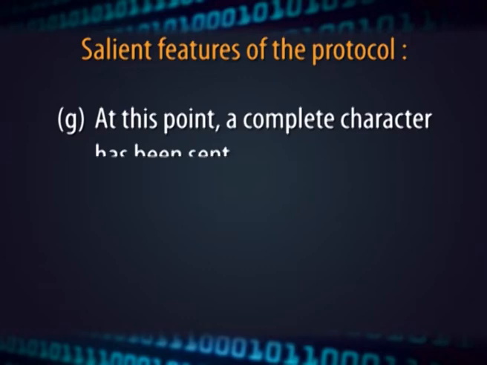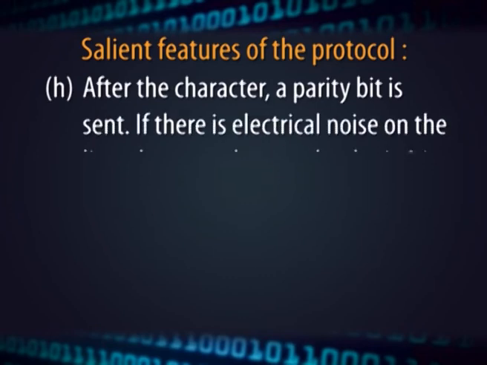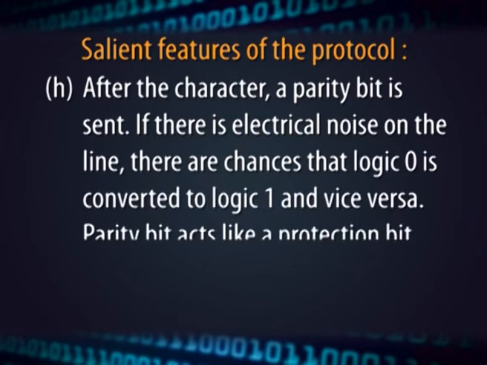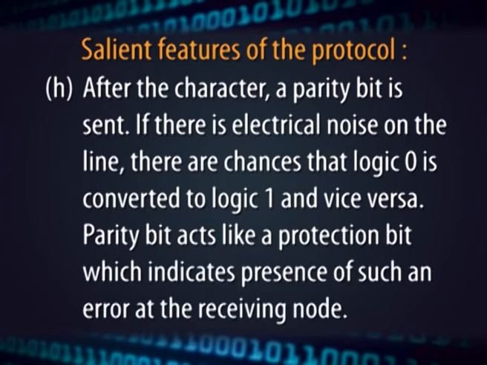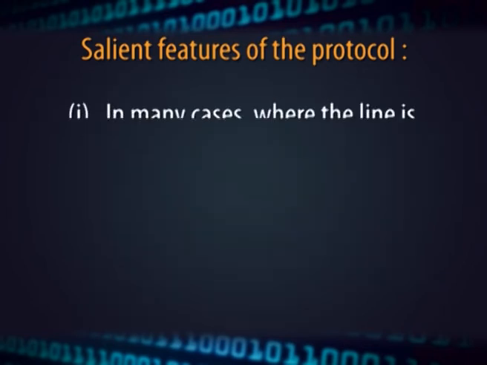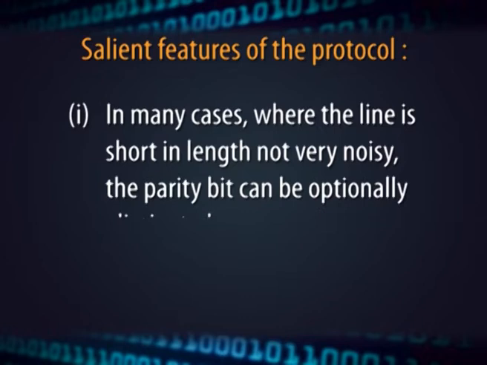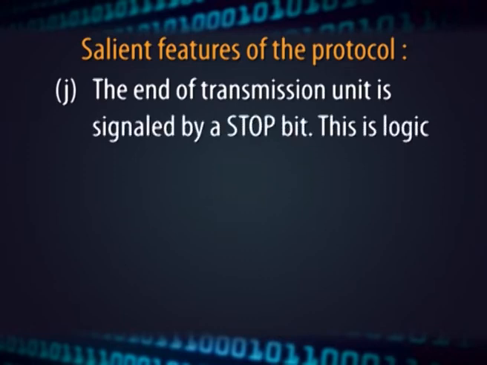G. At this point, a complete character has been sent. H. After the character, a parity bit is sent. If there is electrical noise on the line, there are chances that logic 0 is converted to logic 1 and vice versa. The parity bit acts like a protection bit which indicates the presence of such an error at the receiving node. I. In many cases where the line is short and not very noisy, the parity bit can optionally be eliminated. J. The end of the transmission unit is signaled by a stop bit.